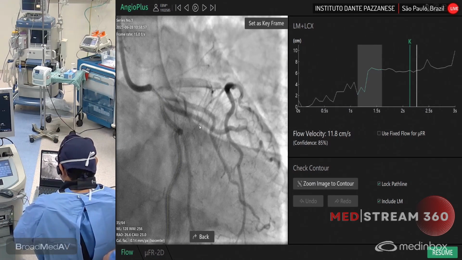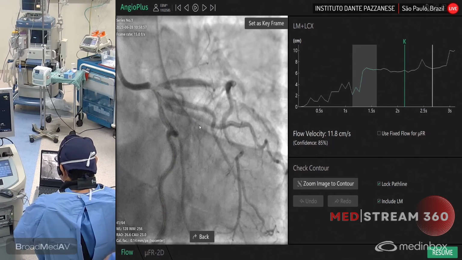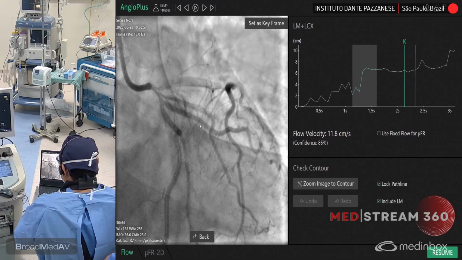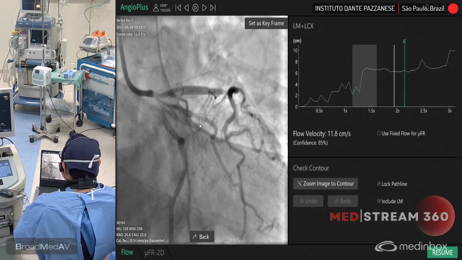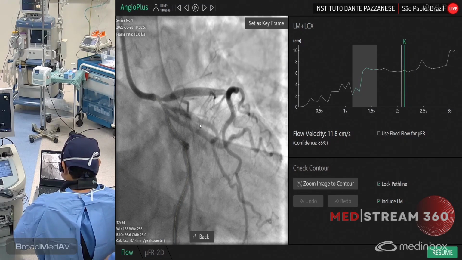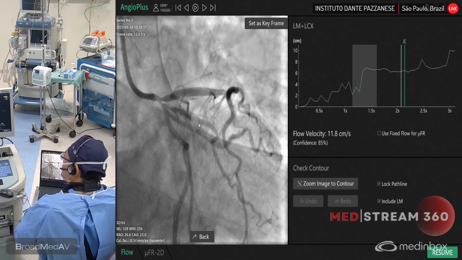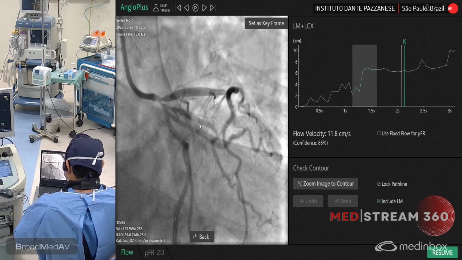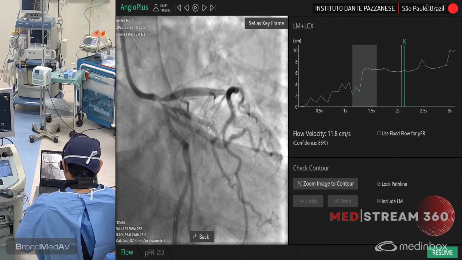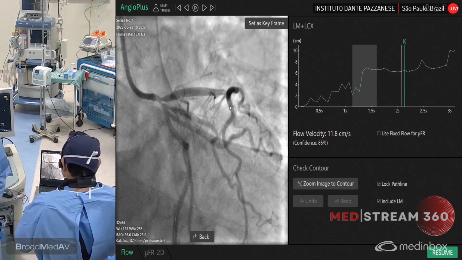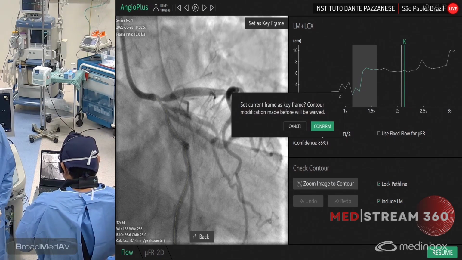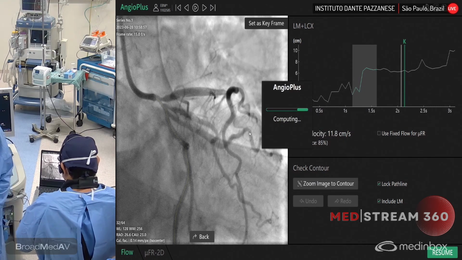Yes, so you can see what frame you think is the most reliable to do the analysis. This is based on QCA: you should have end of diastole, you should avoid overlap, and you should have a straightened vessel, the best possible view. Exactly, it's like QCA. So I'm setting this as the keyframe here and confirming.